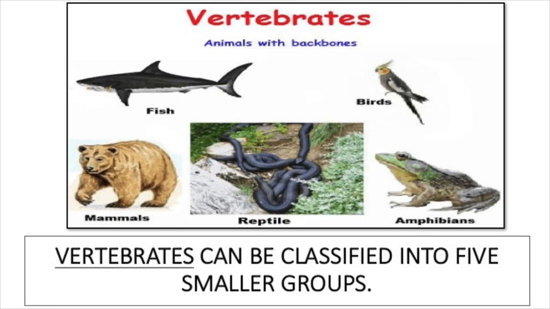And vertebrates can be classified into five smaller groups. Fish, birds, amphibians, reptiles, and mammals. So invertebrates, eight different groups. Vertebrates, five different groups.